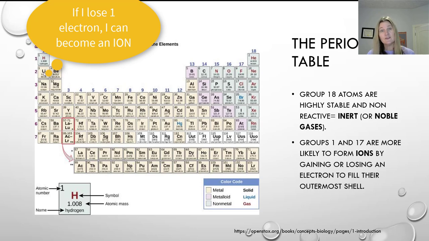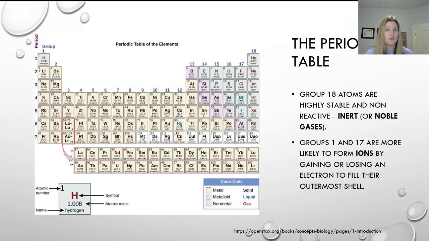If it got rid of the extra electron, it would only have 2 electrons, but 3 protons. So because of that, now we have a positively charged ion of lithium.